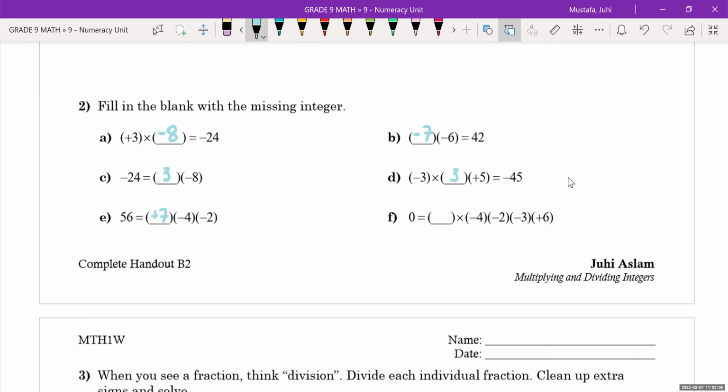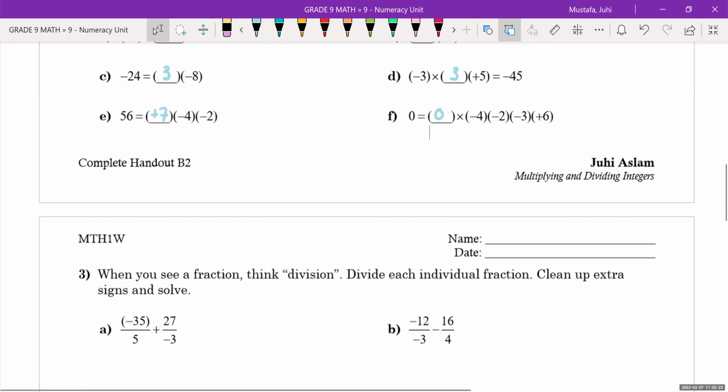And the last one, I really like this one. You have a whole bunch of numbers, but the answer is 0. So what must be in the blank for us to result in a 0? Emily? It has to be a 0. Good job. All right, let's finish off this lesson with 4 examples of division.